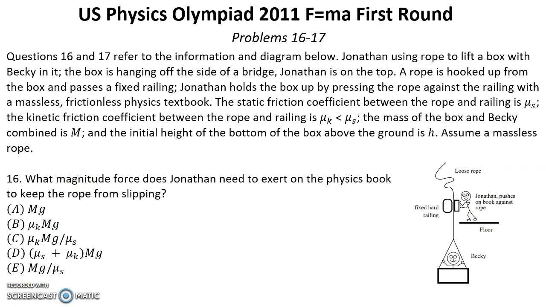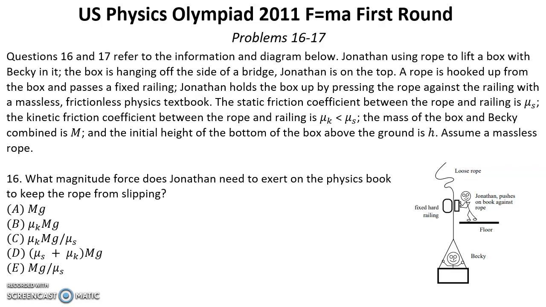Problems number 16 and 17. Questions 16 and 17 refer to the information and diagram below. Jonathan is using a rope to lift a box with Becky in it. The box is hanging off the side of a bridge. Jonathan is on the top. A rope is hooked up from the box and passes a fixed railing. Jonathan holds the box up by pressing the rope against the railing with a massless, frictionless physics textbook.